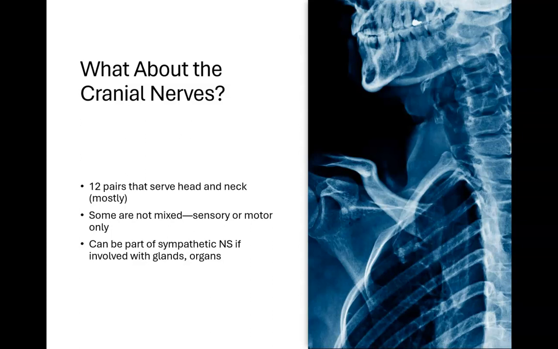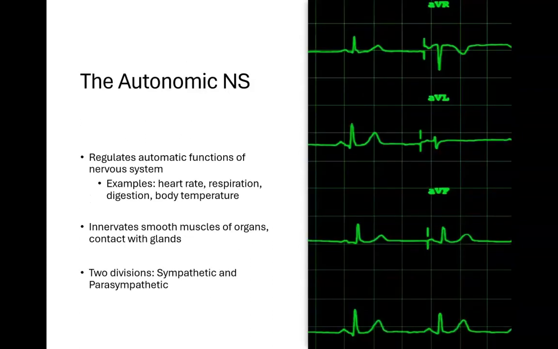It is a part of the parasympathetic nervous system, and it branches out to a lot of other glands and organs. Now, let's move on to talking about the autonomic nervous system. So the job of the autonomic nervous system is to basically regulate automatic functions of our nervous system. This will include things like our heart rate, our respiration, our digestion, and our body temperature. And it basically provides contact with glands and innervates and makes contact and connections with the smooth muscles of organs.